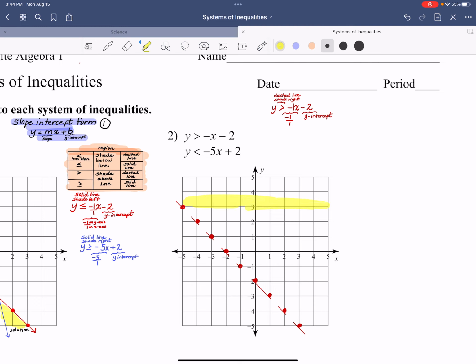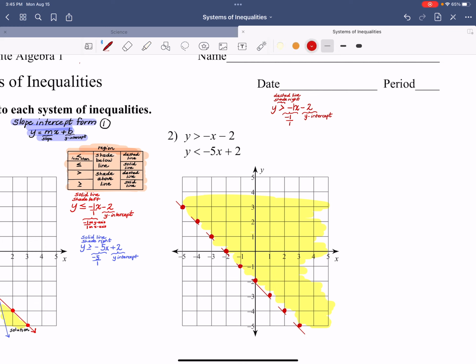This is the part that drove me nuts in school because I didn't know how far to shade and I couldn't stand it when it went past my second line. I couldn't erase it and it was just traumatic. But anyway, that is the graph of that first inequality.